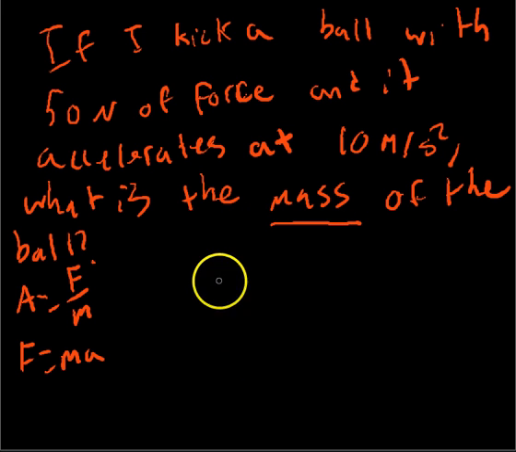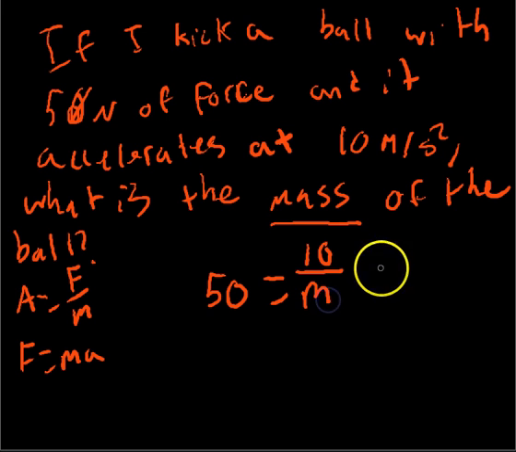So if I kick a ball with 50 newtons of force, and these are arbitrary numbers, I don't know if I can kick a ball with 50 newtons of force, and I don't know if it will accelerate at 10 meters per second squared when I do that. But let's just do it for fun. So acceleration is 10, and the force is 50, but we don't know the mass, so we're going to put mass here.